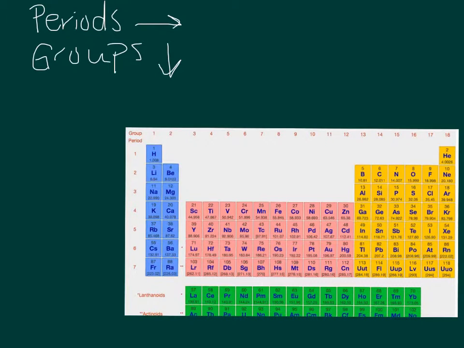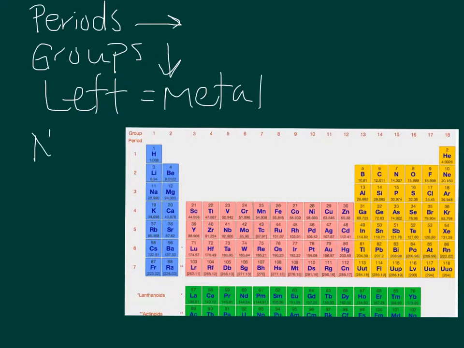Elements are arranged in groups based on their properties. Now, groups 3 through 12, these right here are your transition metals. On the periodic table, metals are on the left, nonmetals are on the right.